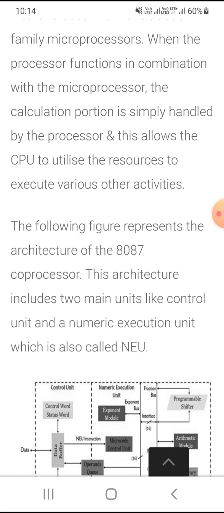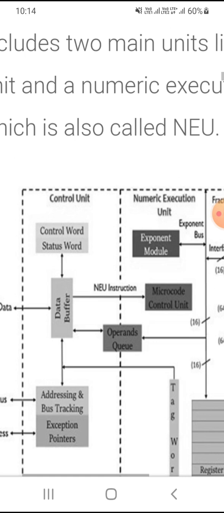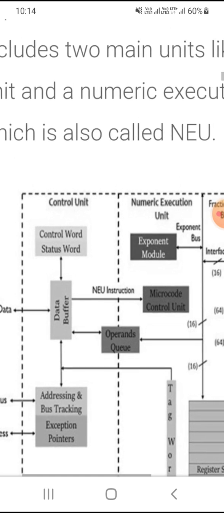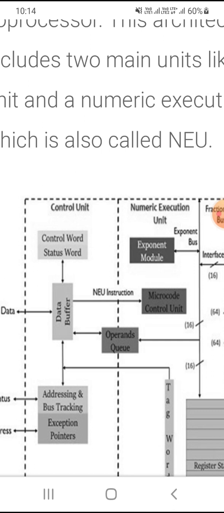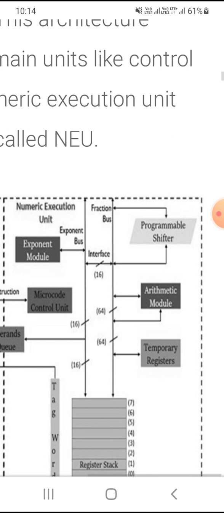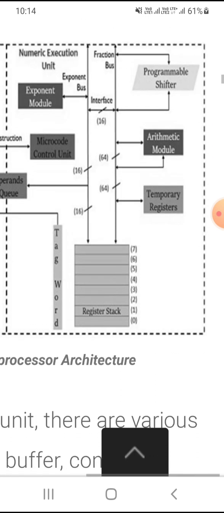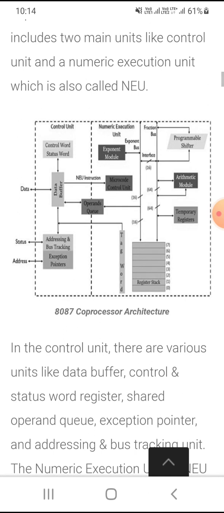Architecture of the 8087 coprocessor. This architecture includes two main units: the control unit and the numeric execution unit, also known as NEU. If you see this image, you see the control unit, control word, status word, data buffer, NEU instruction, microcode control unit. And you can see the numeric execution unit, exponent bus, exponent module, interface, fraction bus, programmable shifter, the arithmetic module, temporary register and register stack. So what is the 8087 coprocessor architecture?